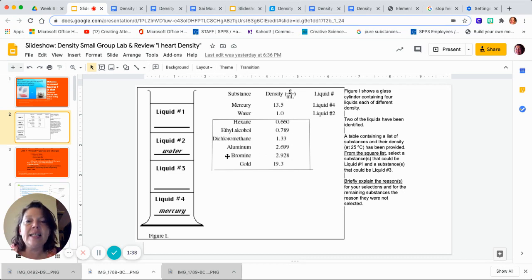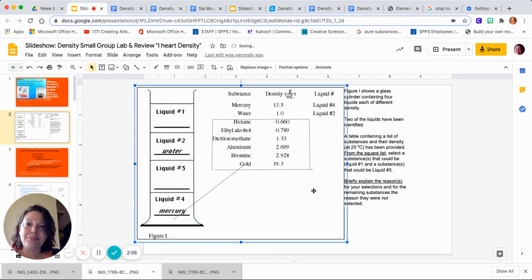So here, liquid 3 or item 3 would have to be between water, which is 1 gram per milliliter, and mercury, which is 13.5 grams per milliliter. And so only things that would be between those would be dichloromethane, aluminum, or bromine that could fit into the liquid 3. All right, whereas gold would definitely sink. Gold would sink below all of these things and go right underneath the mercury. So gold would not be able to be liquid 3.